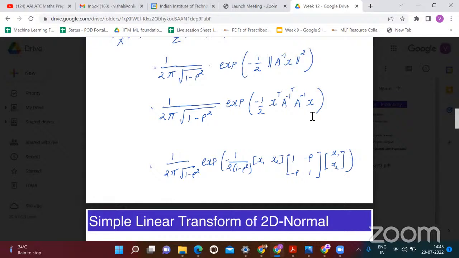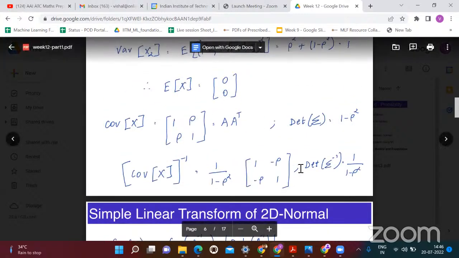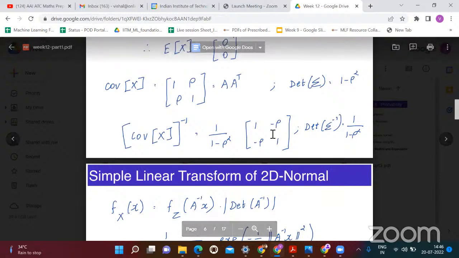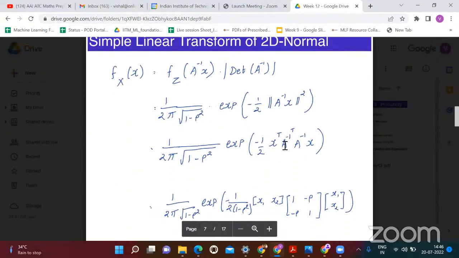One can be written in the column matrix, and one can be written in the form of row matrix. And this center one, A inverse transpose and A inverse, this we already know, this is the covariance matrix that we have calculated, right? So this covariance matrix can be written in this form. Not the covariance matrix, I guess the inverse of that covariance matrix is this one. Yes, the inverse of the covariance matrix is this one, because it's A inverse transpose and then A inverse.